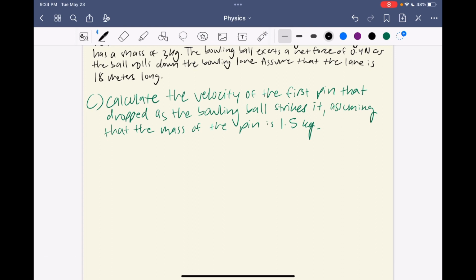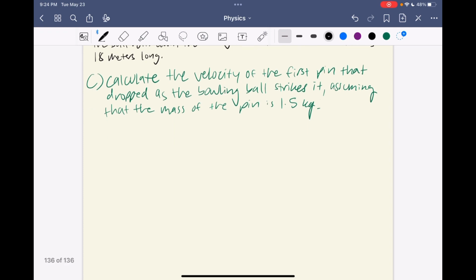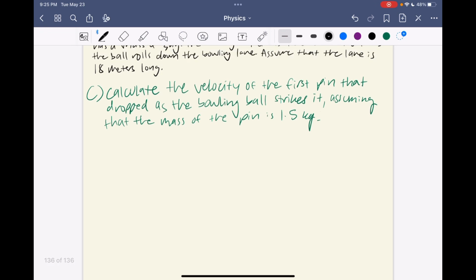So part C asks to calculate the velocity of the first pin that dropped as the bowling ball strikes it, assuming that the mass of the pin is 1.5 kilograms. So what we could do is we can use the momentum formula, and in this case, the bowling ball hitting the pin is an elastic collision. So therefore, it would be m1v1 plus m2v2 initial equals m1v1 final plus m2v2 final.